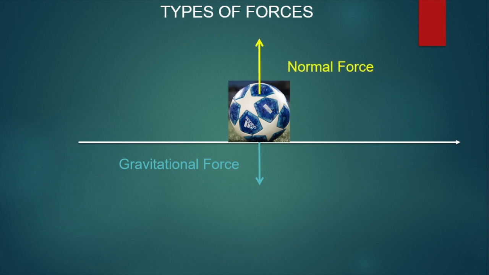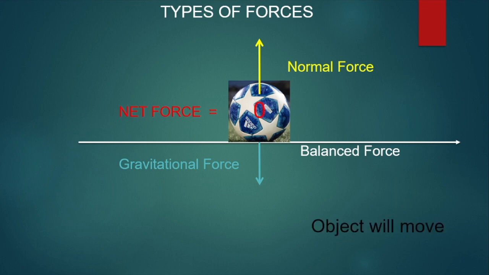And because these two are balanced, they don't change the position of the ball, meaning that the ball doesn't move. The net force, which is the sum of forces acting on the object or on the ball, is therefore zero. Now, for this ball or any object to move, the net force must not be equal to zero. That will be all for this section.